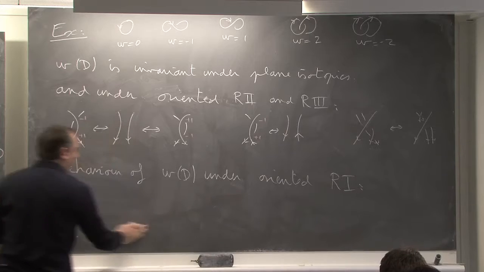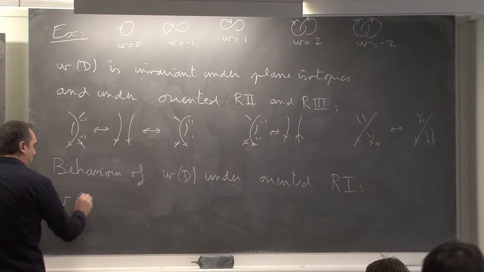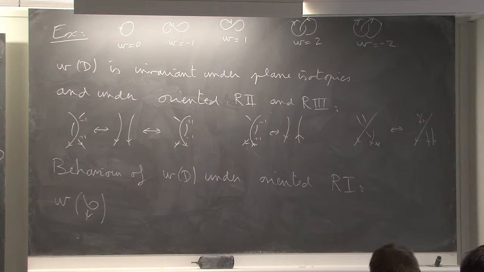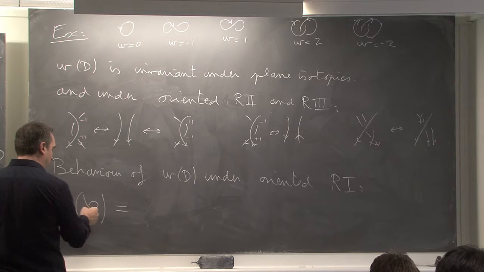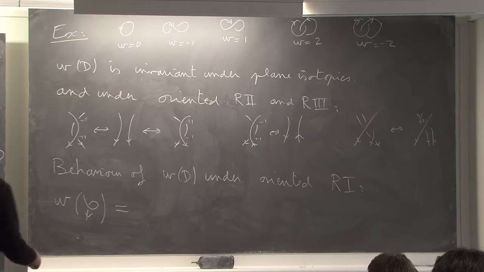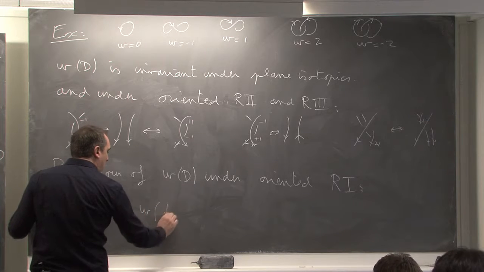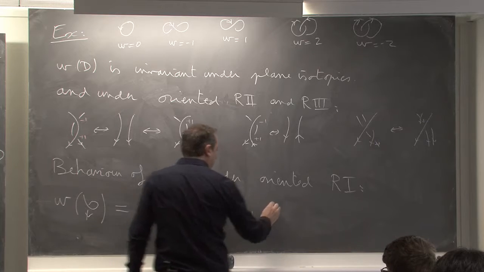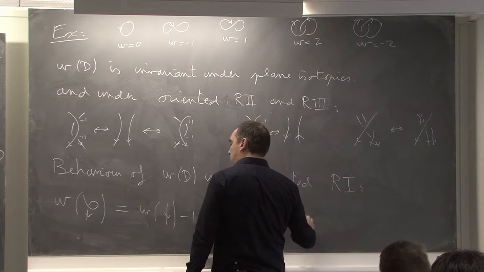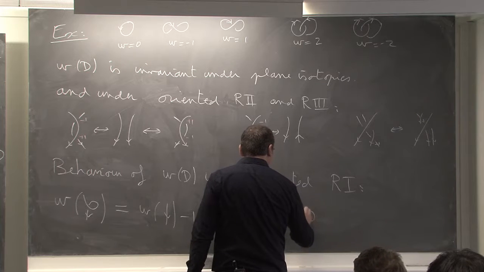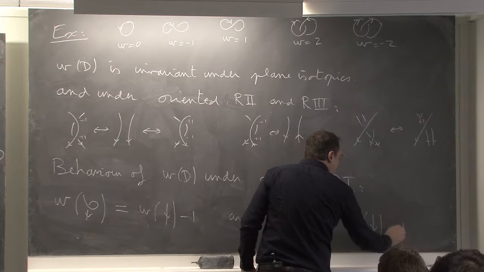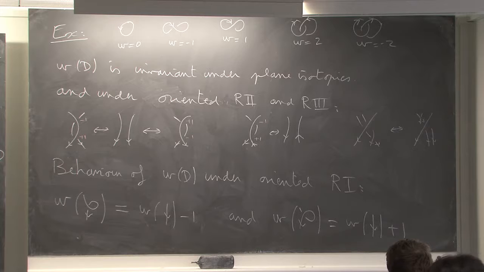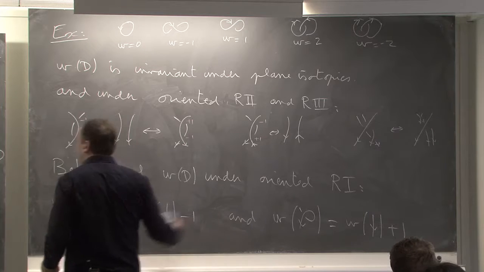So what do we have? There are two versions, so this one. So clearly we have this relation. So here the crossing is negative, and for the other version, it is... okay. So the writhe number changes for Reidemeister move 1 as follows.